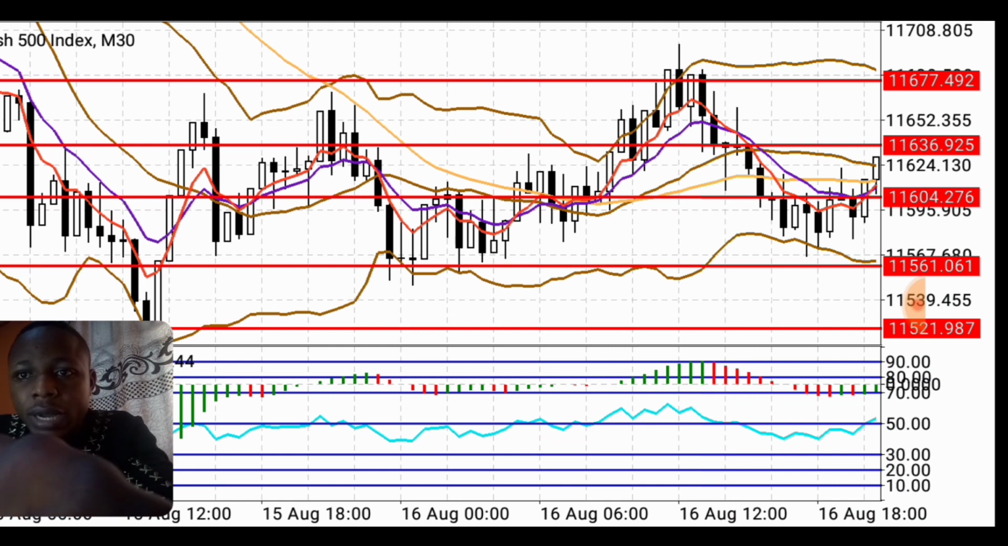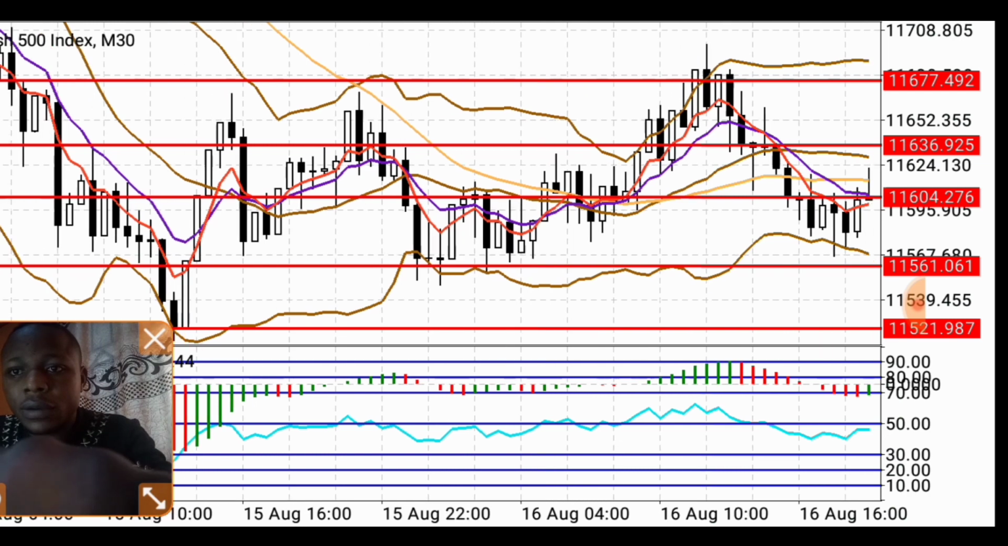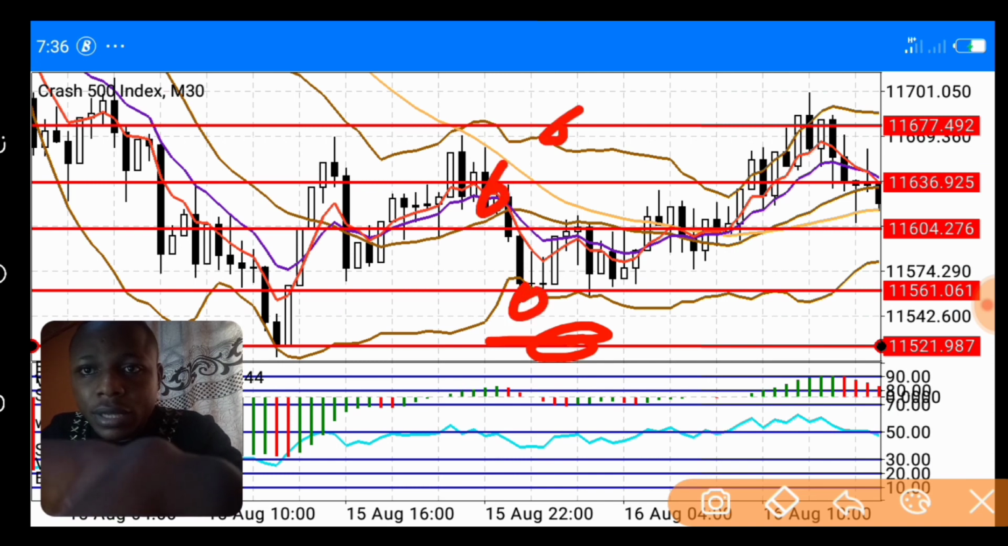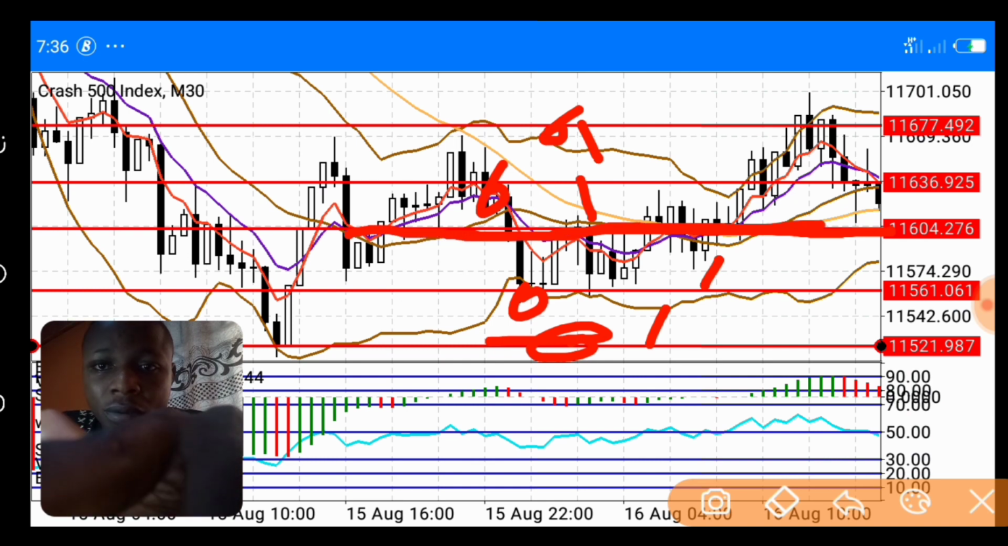Any trade you are entering on this level, this level, this level, remember you are selling at this level. Remember you are buying at this level. So any trade you are entering at those levels, make sure you close all trades on this middle line. Immediately it touches this middle line, or just set your TP. Immediately you enter a trade, set your TP to that level. So it will surely hit that TP.